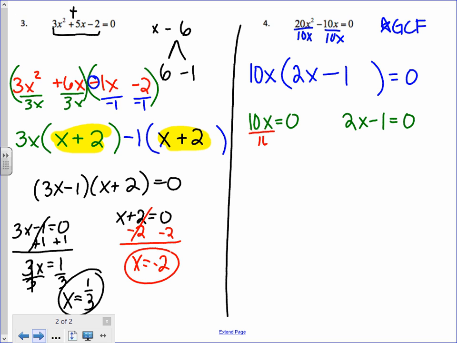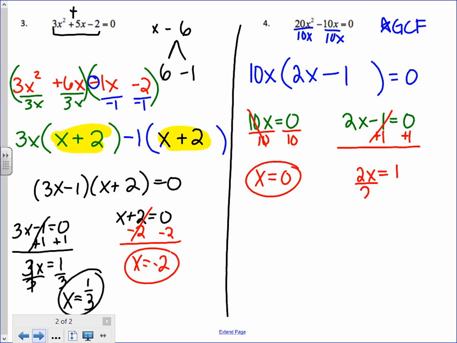Now I solve for x. I'm going to divide by 10 to start. I'll get x equals 0 is one solution. And then I'm going to go ahead and add 1 to both sides. I'm going to have 2x equals 1, divide by 2, and the other solution is x equals 1/2.